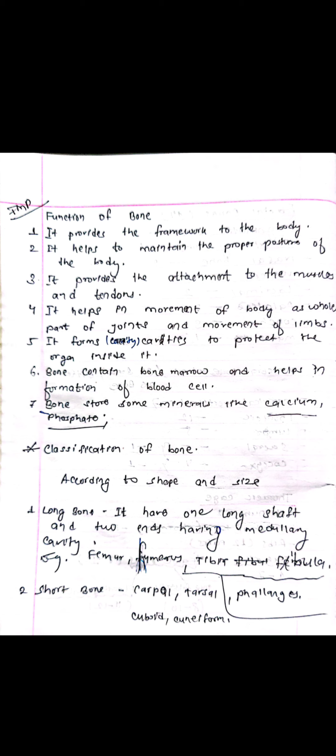Bone forms cavities to protect the organs inside. Bone contains bone marrow and helps in the formation of blood cells. Bone stores minerals like calcium and phosphate. Classification of bone, according to shape and size.